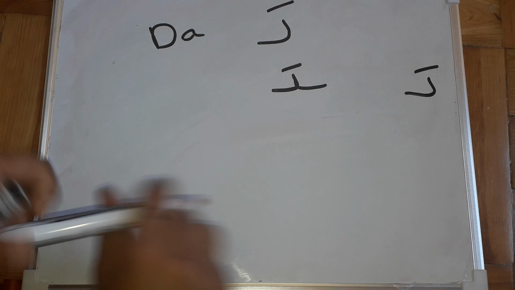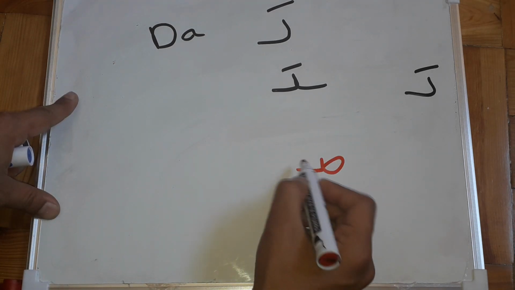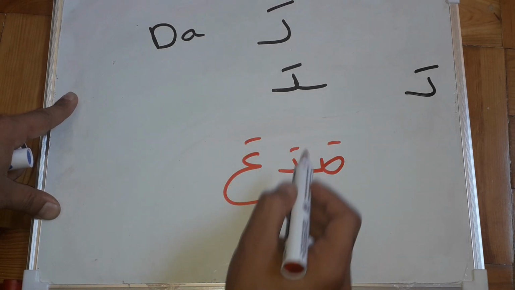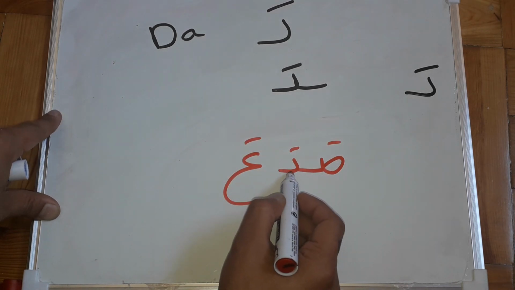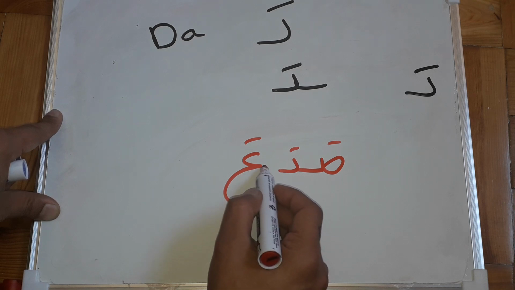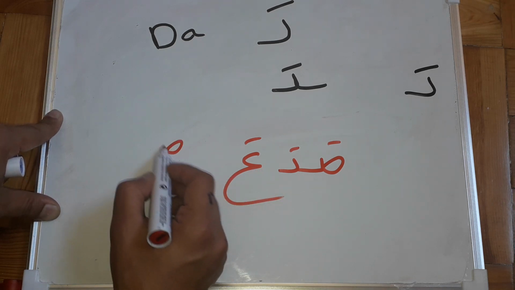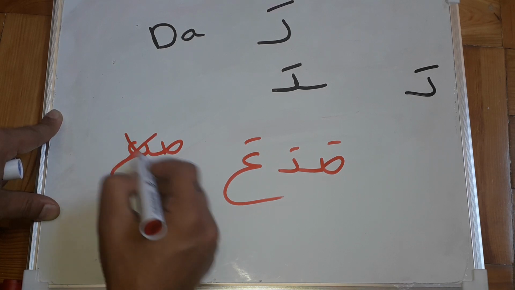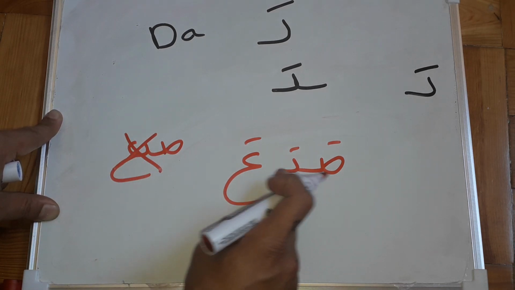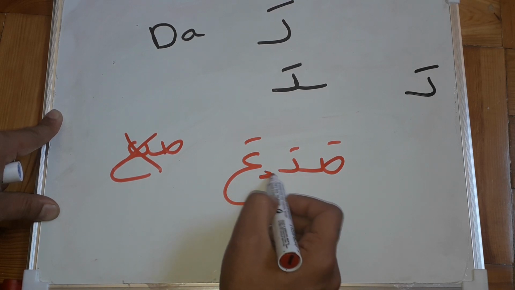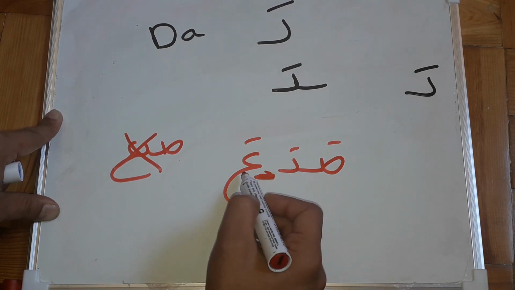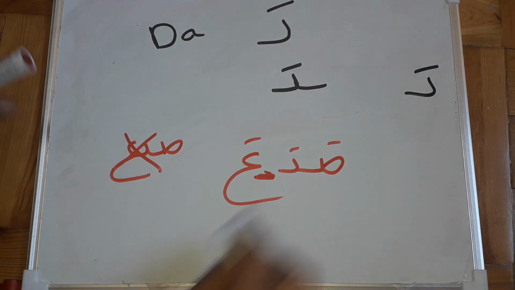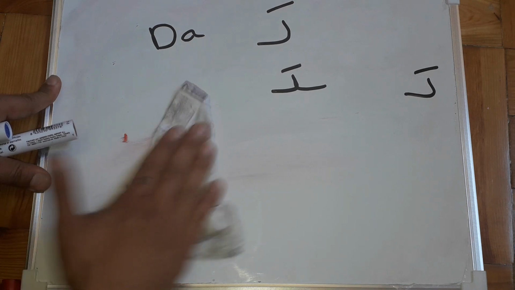I forgot to show you this to call your attention. I will write it again with one color. So it is صدع. Pay attention, we don't connect da from the left side to ayn, so I don't write it like this. There is no connection. This is wrong. It is صدع. Here I must leave a space between da and ayn. We just connect da from the right side. Let's move to another one.